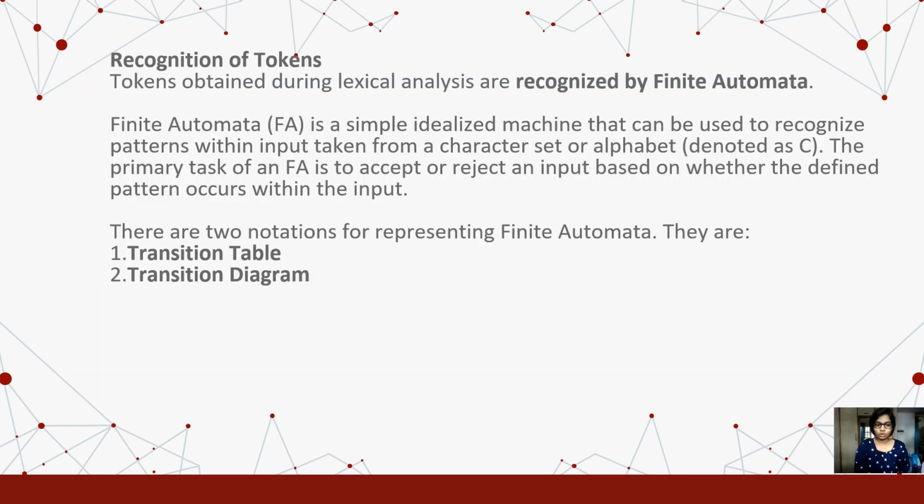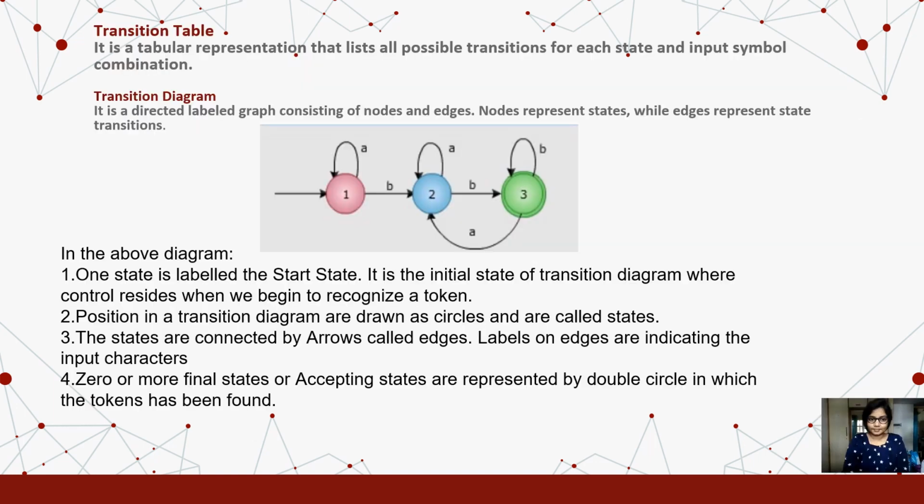Recognition of tokens. Tokens obtained during the lexical analysis are recognized using finite automata. A finite automaton is a simple idealized machine that can be used to recognize patterns within input taken from the character set or alphabet. The primary task of a finite automaton is to accept or reject the input based on whether the defined pattern occurs within the input or not. There are two notations for representing the finite automata, which are the transition table and the transition diagram.